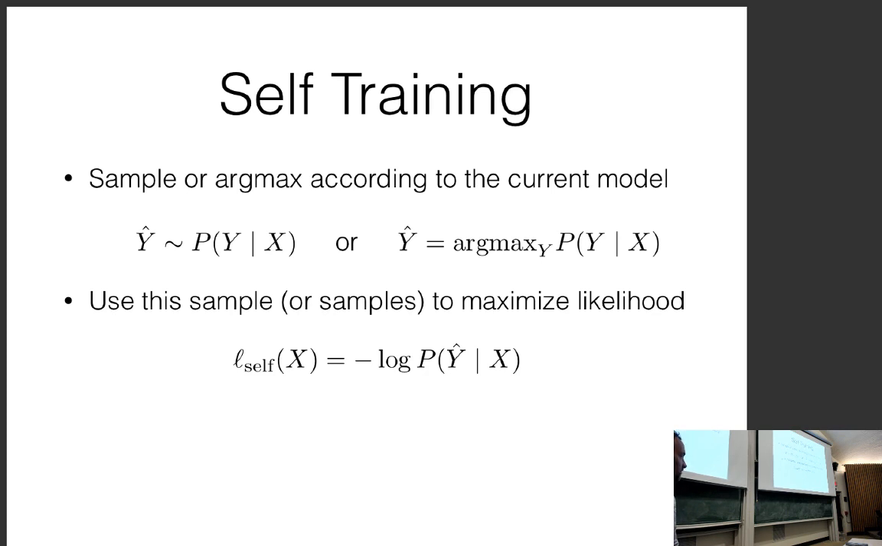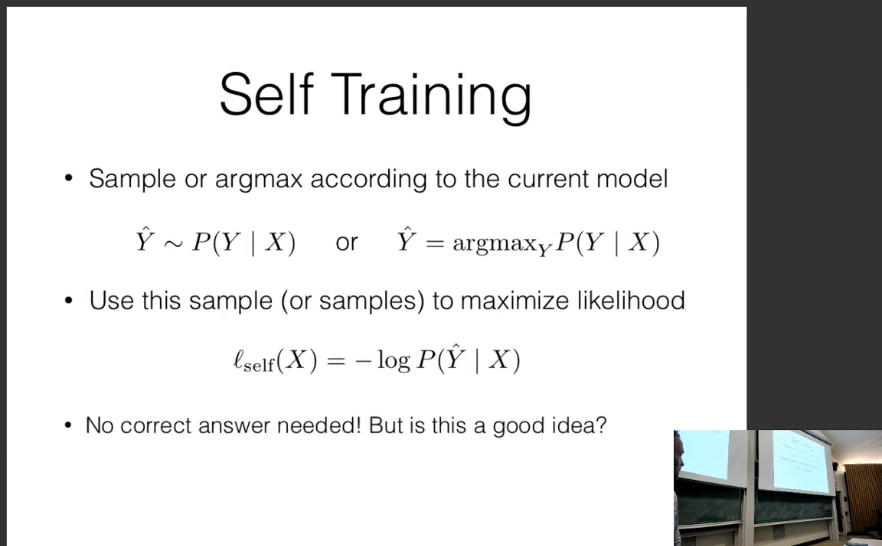No correct answer is needed here, actually. So you could do this in situations where you only have x, right? Because we're generating y hat according to our current model.